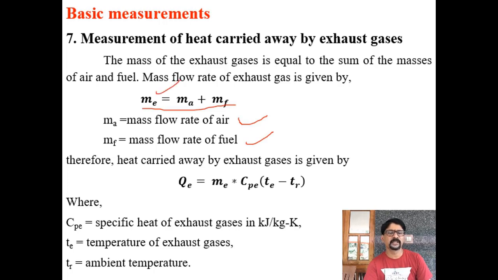So the heat carried away is given by Qe is equal to mass flow rate of exhaust gas into specific heat of exhaust gas into the temperature difference. Here T is the exhaust gas temperature and Tr is the ambient or room temperature. Cp is the specific heat of the exhaust gases.